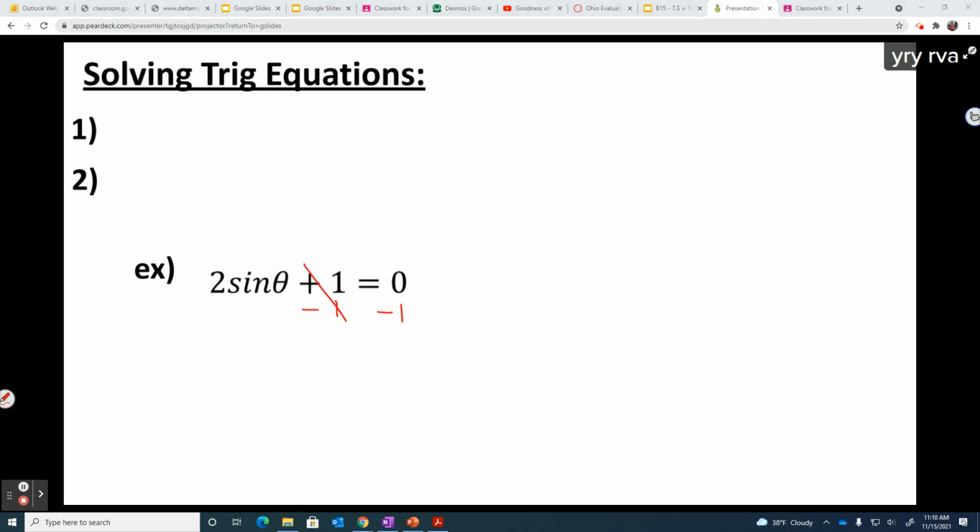Right. We get 2 sine theta equals negative 1, right? And just envisioning that sine of theta to be an x. I'm just going to imagine that's the case, right? Okay, then what will be our next logical step? Divide by 2, or inverse operations. So then we have sine theta equals -1/2. Okay, so pretty good so far, right?